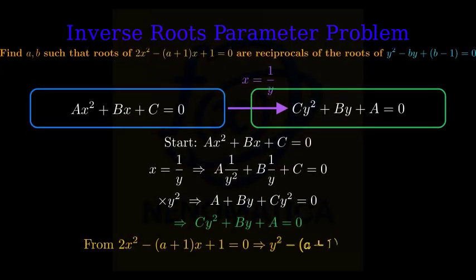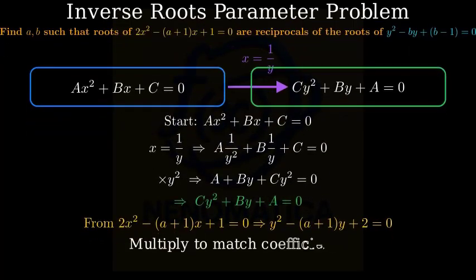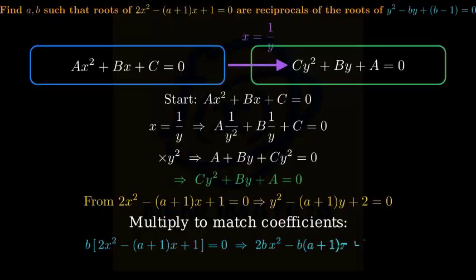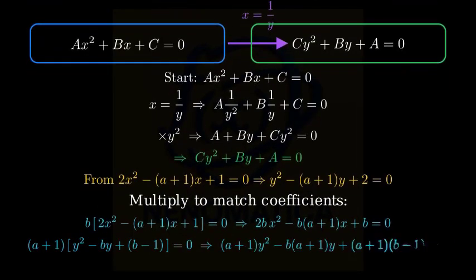Apply the rule to our first quadratic. Here, a equals 2, b equals negative (a plus 1), and c equals 1. So the inverse roots must satisfy the equation y squared minus (a plus 1) times y plus 2 equals 0. For the second quadratic to have exactly those inverse roots, its coefficients must be proportional to 1, negative (a plus 1), and 2.